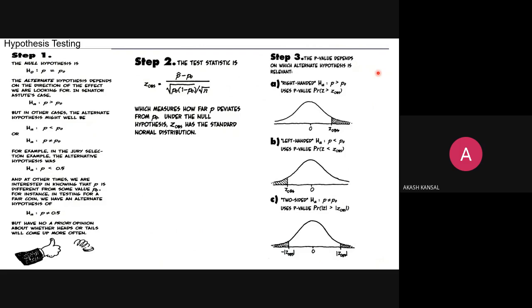Step three is the p-value. The p-value will depend on which alternate hypothesis is relevant. Your alternate hypothesis can be right-handed, where p is greater than p naught. In this case, the probability of z greater than z obs will be used. If it's left-handed, the alternate hypothesis is p less than p naught, and it will use the probability of z less than z obs. If it's two-sided, it will use the probability of the absolute value of z greater than the absolute value of z obs.